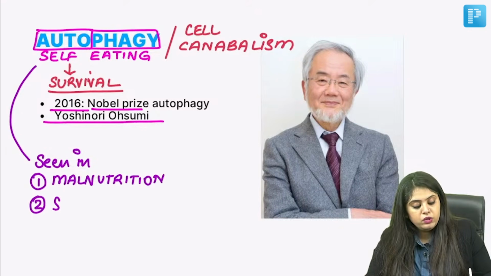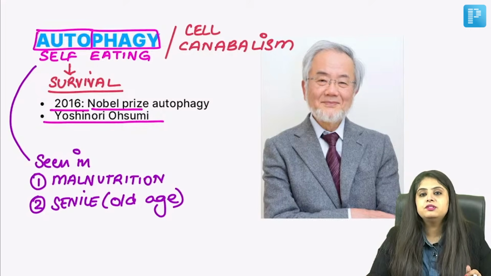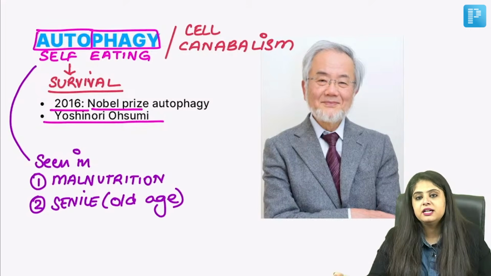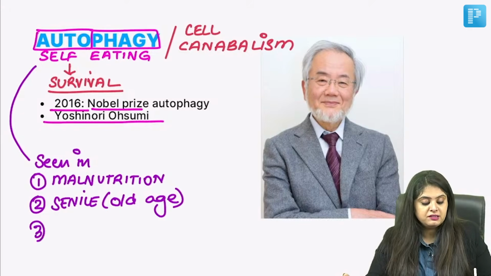Second, it is seen in old age. Old age means senile individuals. Because in old age also you must have seen that people stop eating. Their hunger goes down, appetite कम हो जाता है, वो खाना नहीं खाते, they don't eat food. So body might survive with autophagy. But ये तो मैम ठीक है, समझ में आया.